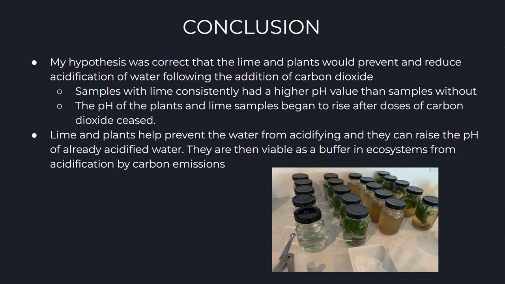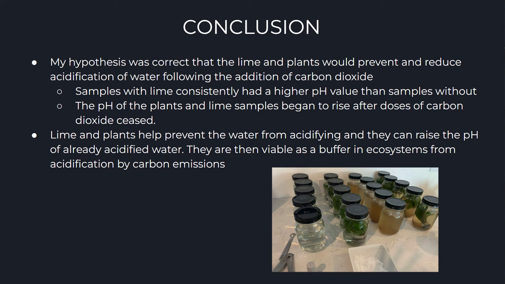The data shows that lime and java ferns prevented and reduced acidification of water following the addition of carbon dioxide. After dry ice was added, there was a drop in pH. With the addition of plants and lime, less acidification occurred and the pH rose after the final dose of dry ice. Neither were able to return the acidity back to normal at the dosage used, but they did minimize the acidification effects. They are then viable as a buffer in ecosystems from acidification by carbon emissions.